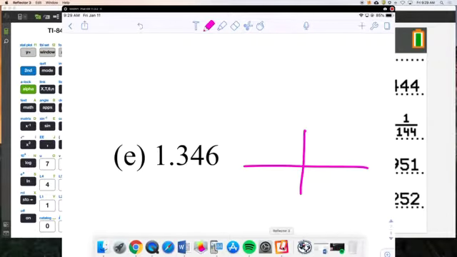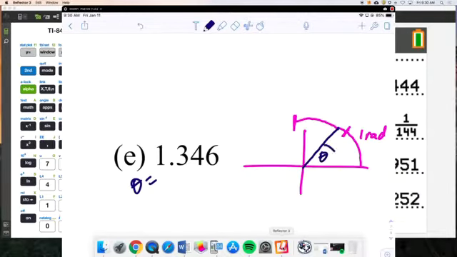But we do know that 1 radian, remember, is about 57 degrees. 2 radians would put us about right here. That's 2 lengths of the radii. So where would 1.346 be? It should be in quadrant 1, right? It's a little bit more than 1 length of a radius wrapped around, okay?